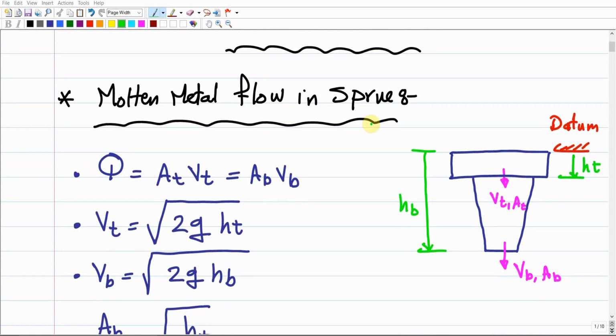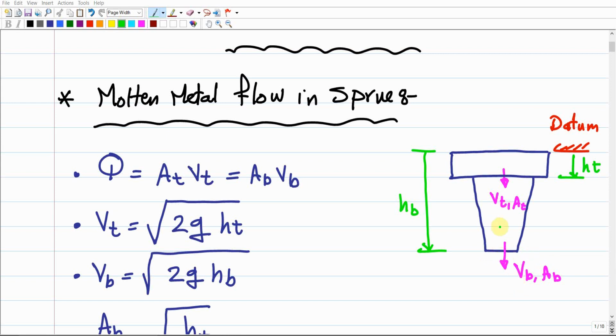Starting with the molten metal flow in the down sprue. We said that this is a typical shape of a down sprue. On the top here, this should be the pouring cup, and the tapered shape should be the down sprue. And we said that it should be tapered to avoid aspiration, and that's why it will have two different areas: an area on the top and an area at the bottom of the down sprue.